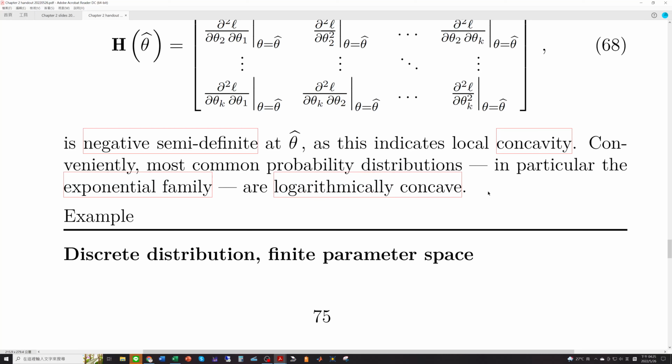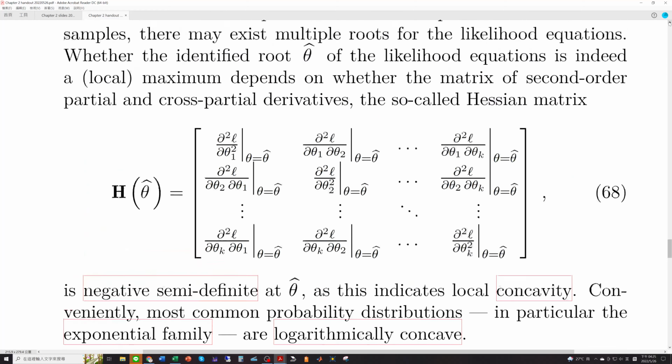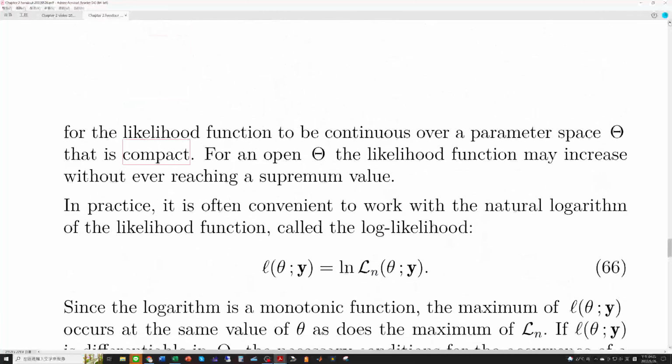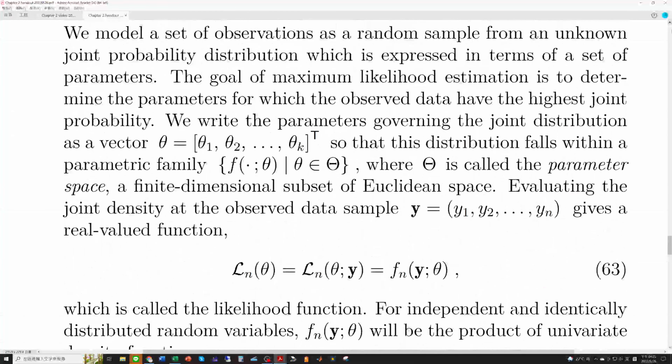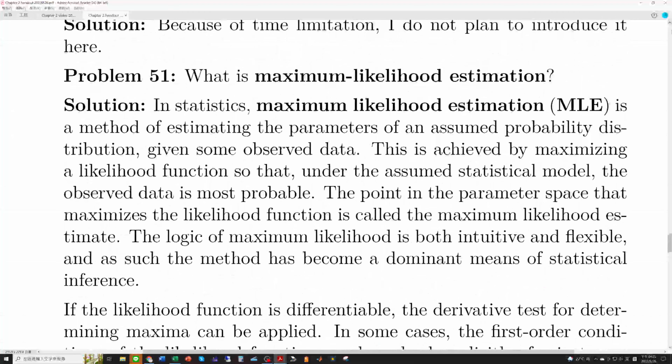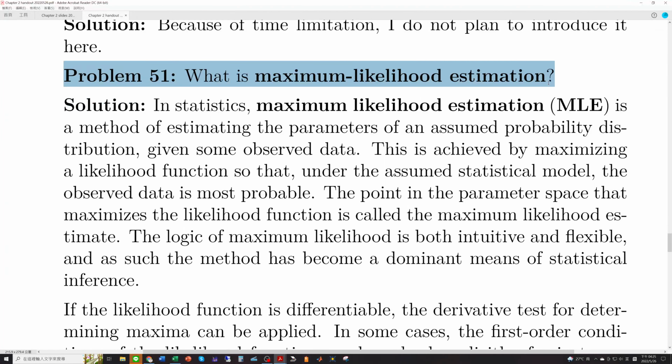Okay, so we have seen the word logarithmically concave here. What is this? Where is it? Okay, it is the solution to problem 51, maximum likelihood estimation.